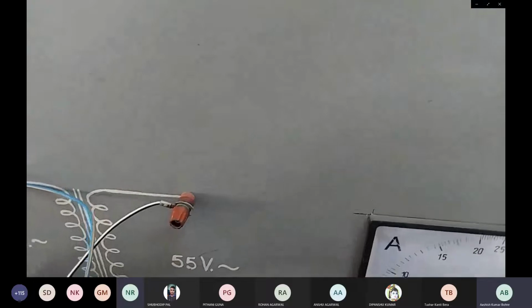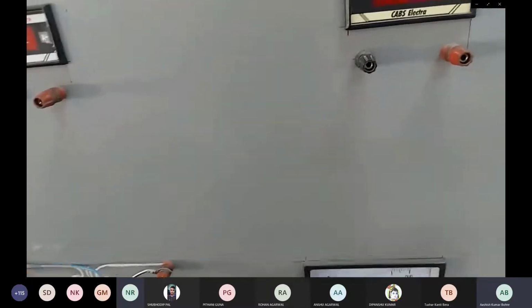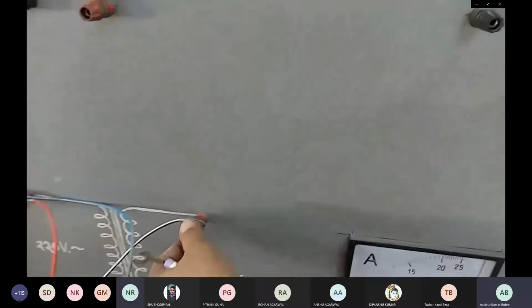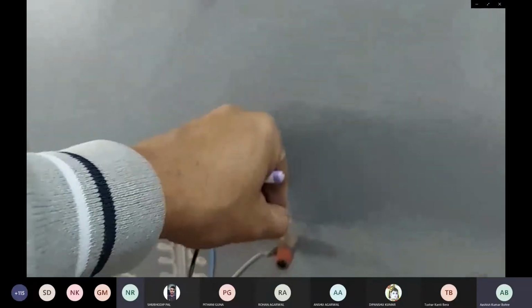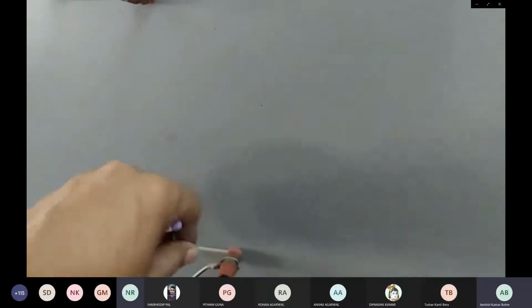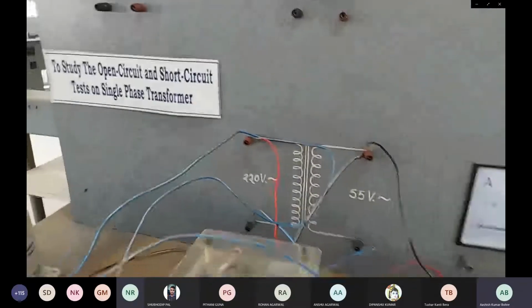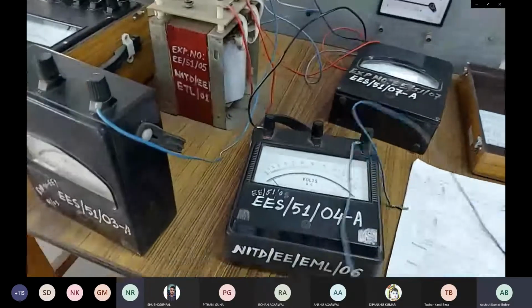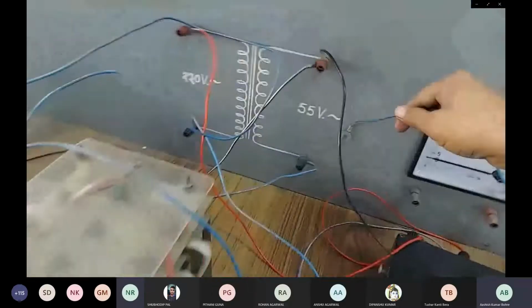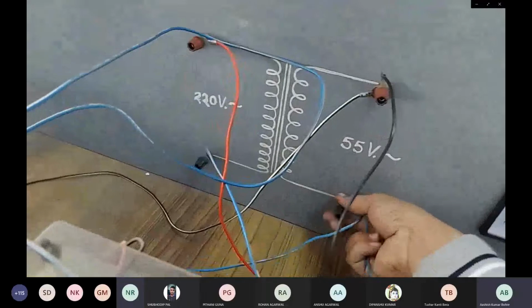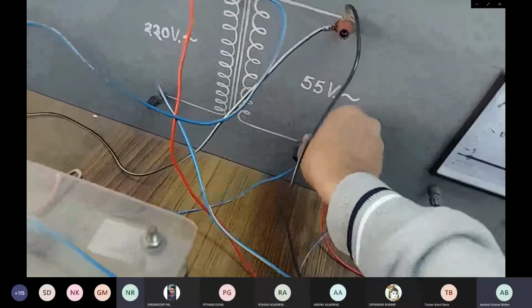We just connect this at the 55 volt side, and the other one to measure the open circuit voltage at the high voltage side. So I am connecting. This one terminal I have connected here, on the 150. This is basically the 150 volt side. I am connecting here in the negative terminal of 55 volt. Here I have connected.